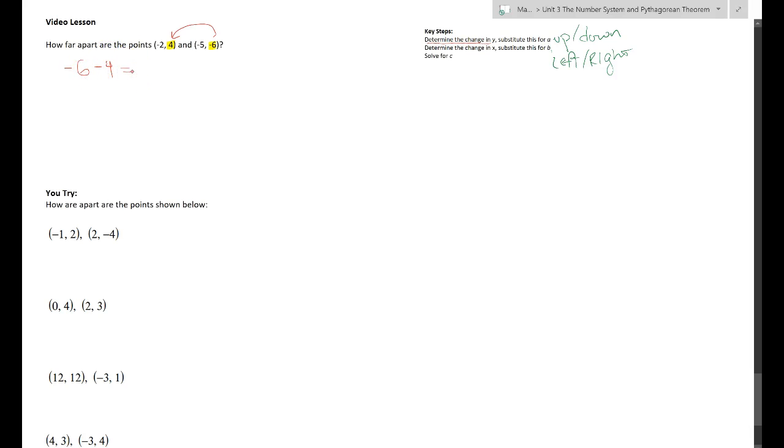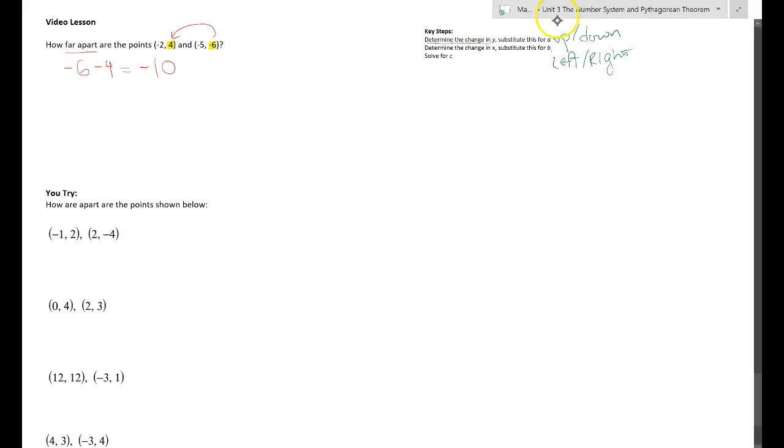Now the reason I did that is I wanted to find out how far apart they are. And if I added these, I wouldn't get that. I would get pretty much where the halfway point is. I don't want that. I want how far apart they are. So I say -6 minus 4. -6 minus 4 is -10. Because if I owe you $6 and I borrow 4 more, I owe you $10.